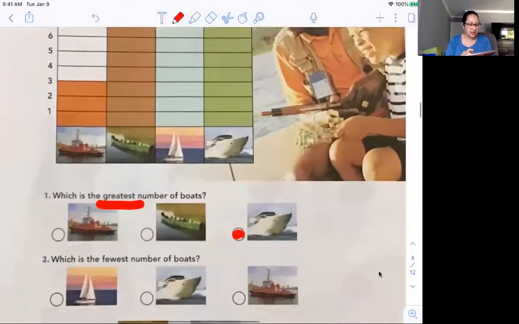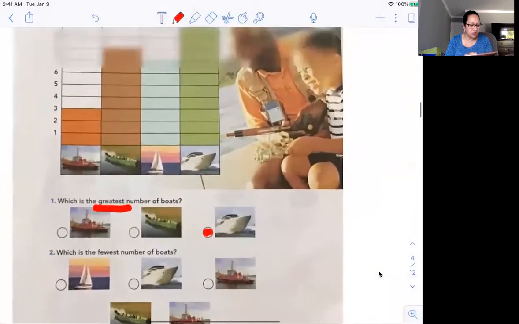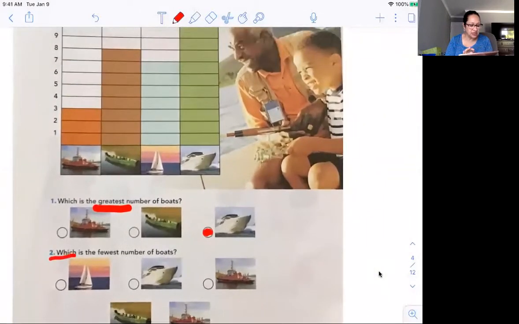Got it. Now let's go look at number 2. It says, which is the fewest? Okay, look at this word, fewest. I'm going to underline it. Fewest means the opposite of greater. Fewest means the least amount of boats. So let's see. The sailboat has 7. Look, right here, it stops at the 7.